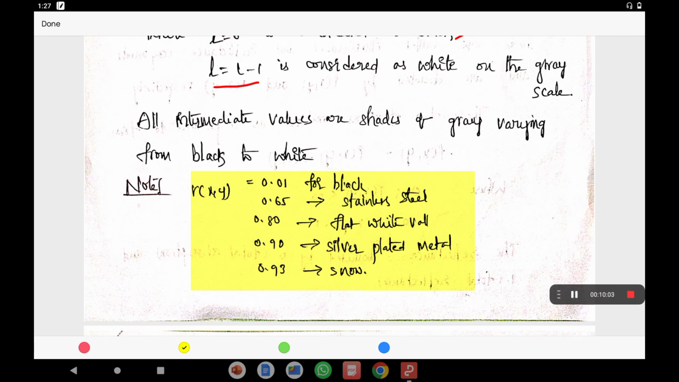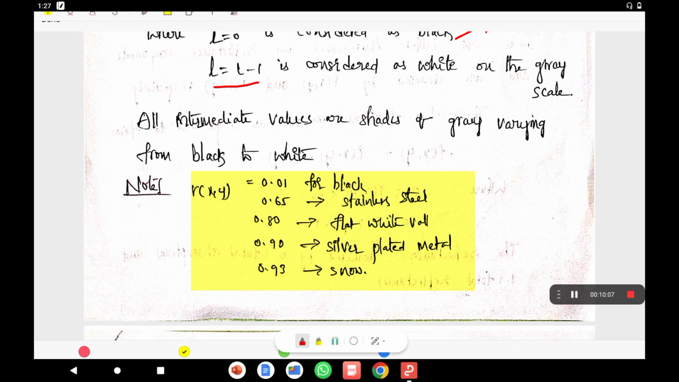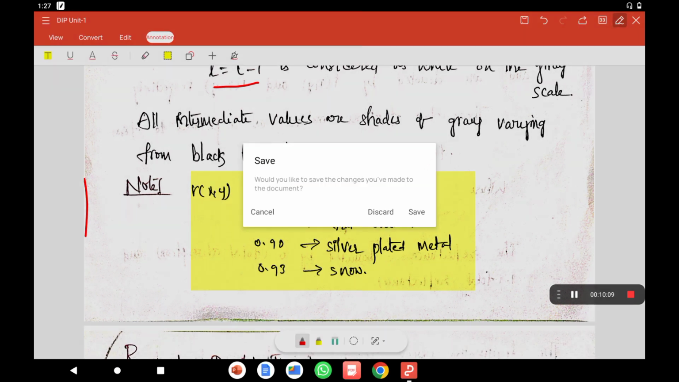So finally, I will explain in Telugu in a few minutes. Okay, basically how our image formation model gets formed.